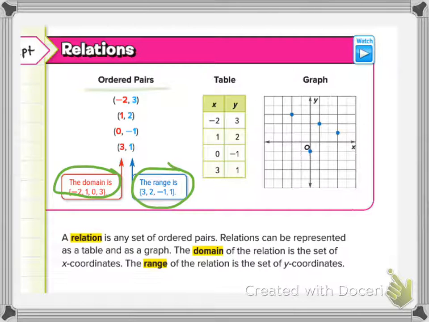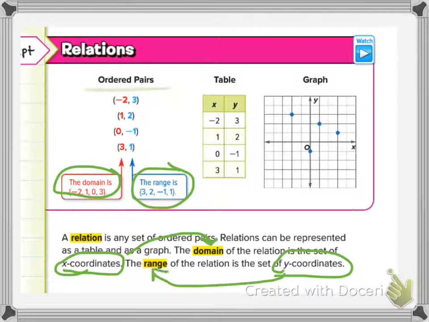So a relation is any set of ordered pairs, and a relation can be represented as a table and as a graph. The domain of the relation is the set of x coordinates, so domain is your x coordinates, and the range is the y coordinates. So domain x's, range y's.